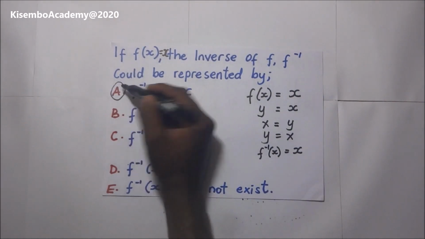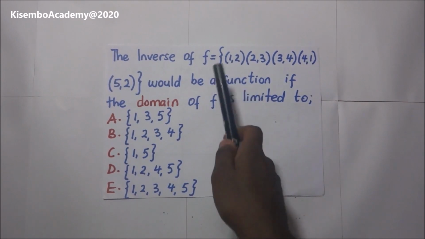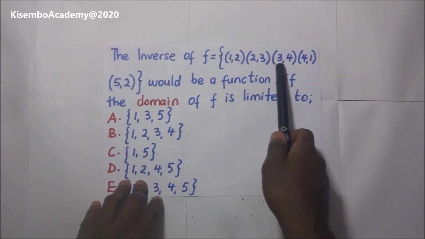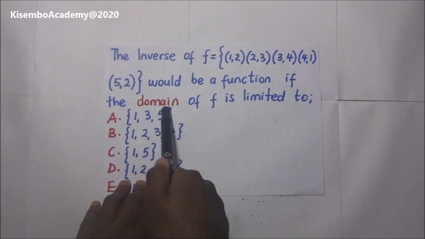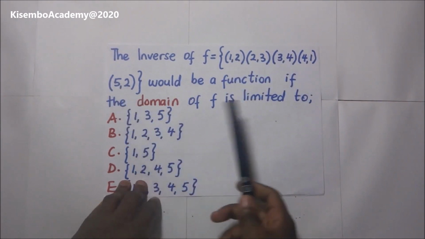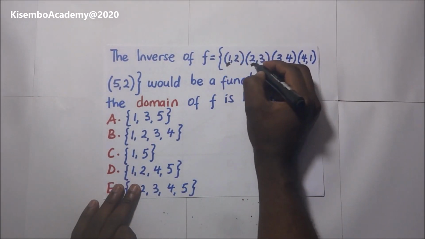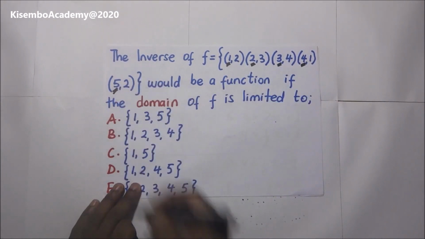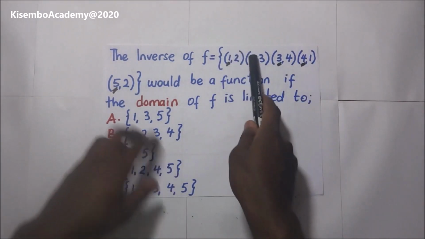Another question: the inverse of this function f. This function f is in the form of ordered pairs: 1 2, 2 3, 3 4, 4 1, and 5 2. It would be a function if the domain of f is limited to... Now they're asking us this. By the domain we are talking about the values of x. We have 1 there, we have 2, we have 3, we have 4, and we have 5. 1 2 3 4 5. Now this, let's call this a relation.